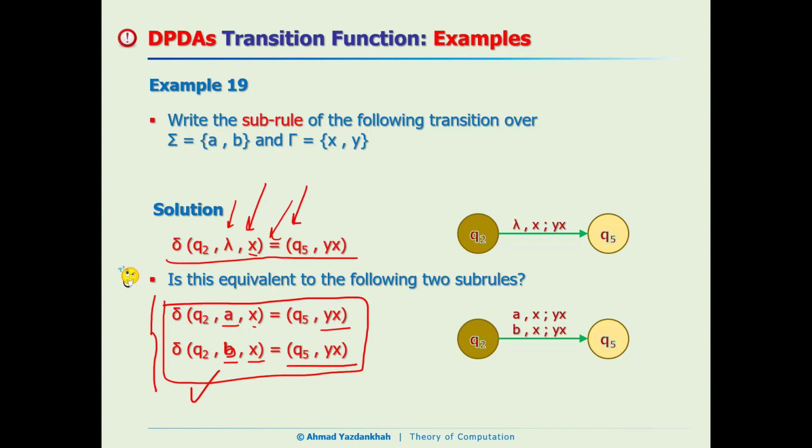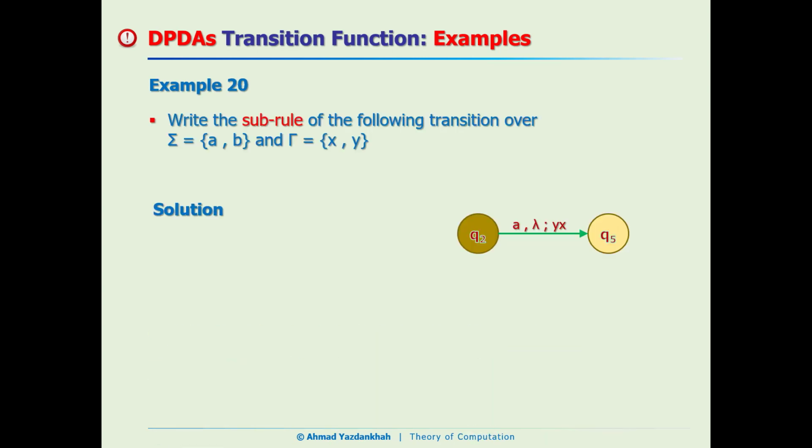You can pause the video and answer this question. Definitely not. They are not equivalent. Because if we replace these two with this one, it means that if A is the input symbol, then A should be consumed. The same thing for the B. But if we put lambda here, nothing will be consumed. So these two subrules are not equivalent to this one, because of the consumption.